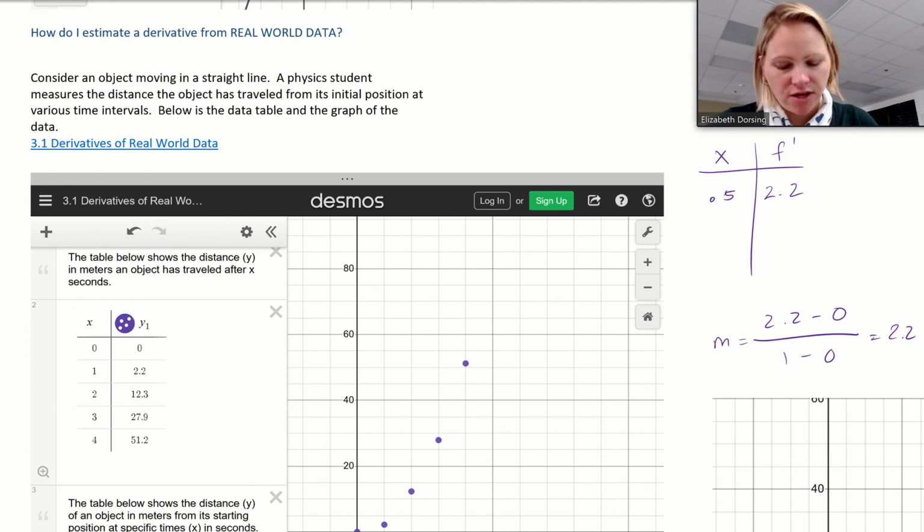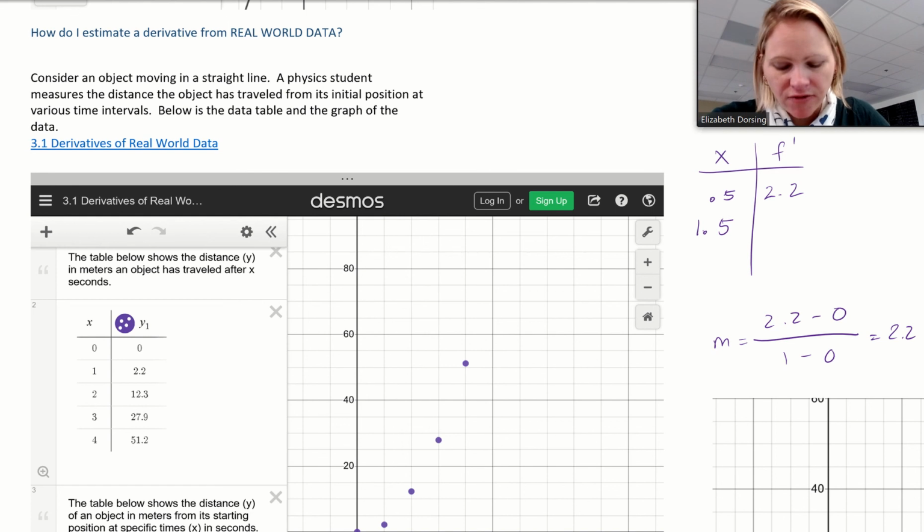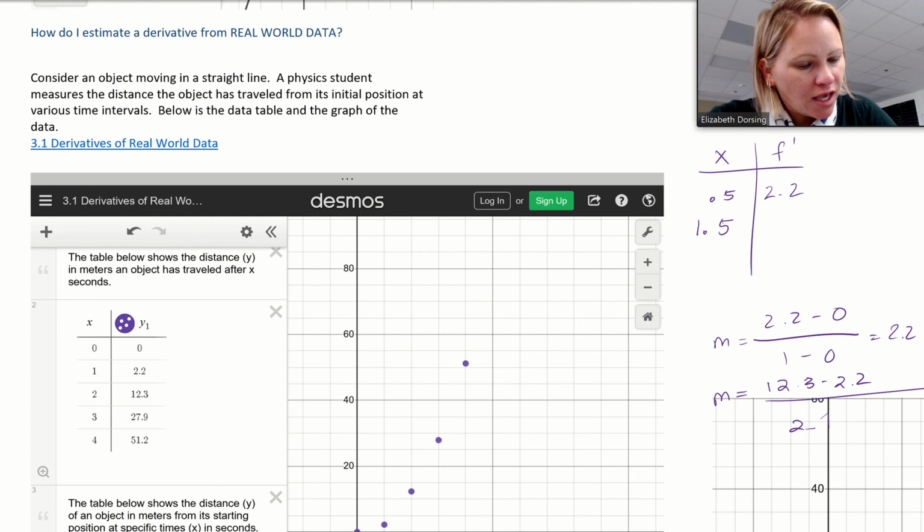And that's the estimate of the derivative there. So the next x value is going to be between 1 and 2, so I'm going to pick the midpoint there, 1.5, and then find the slope between those 2 points. I'm going to do 12.3 minus 2.2 over 2 minus 1. And that gives me, let's see, that gives me my slope.